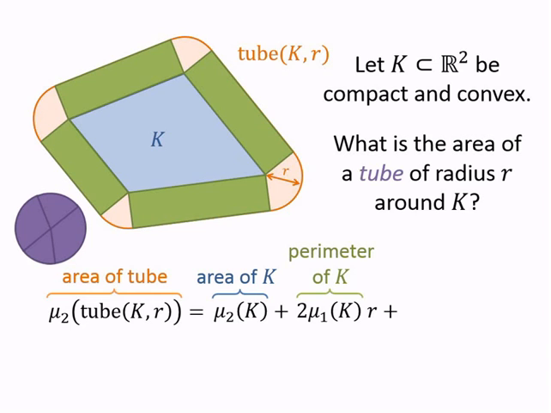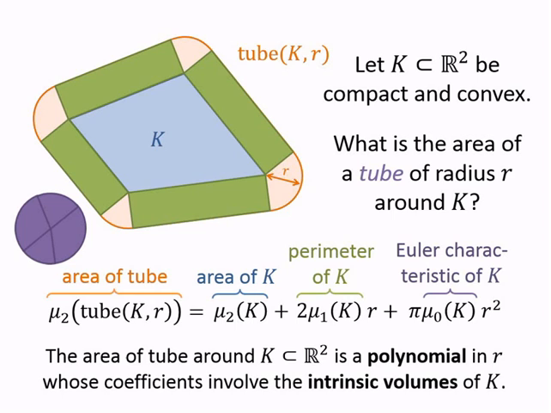So the remaining area, which I need to count, is in fact the area of a circle of radius R, which I can write this way. This is kind of weird. I've written it in terms of mu 0. This is really just 1, because K is a compact convex set of Euler characteristic 1. But the point is that I can write the volume of this, or the area of the tube, as a polynomial in the radius. And that's probably surprising if you've never seen this before. The volume or the area of the tube is a polynomial in R whose coefficients involve the intrinsic volumes.